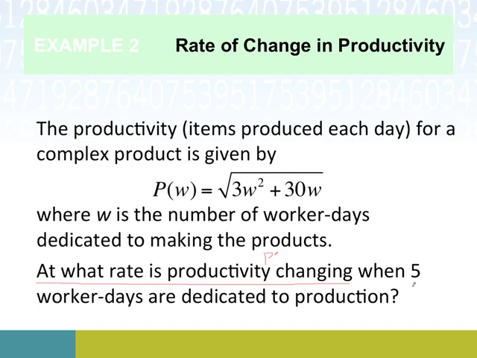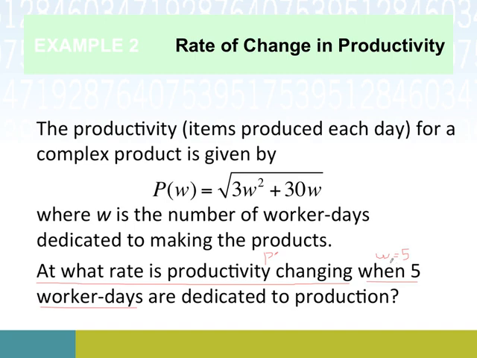And then when 5 worker days are dedicated to production, well, okay, so the only catch there is that we're supposed to be getting input, and it seems like we might be concerned about the actual units here, but 5 worker days is exactly what we were given, so we don't have to do any conversion or anything. So when 5 worker days are dedicated to this, it's just telling us that W is equal to 5. So nothing crazy there.